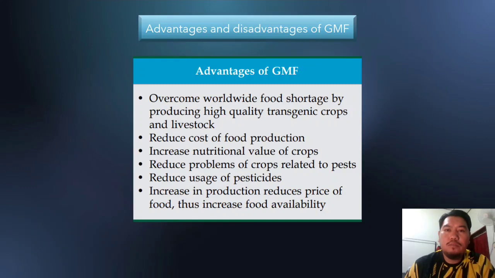overcome a worldwide food shortage by producing high-quality transgenic crops and livestock. Second, reduce costs of food production. Third, increase nutritional value of crops. Fourth, reduce problems of crops related to pests. Fifth, reduce usage of pesticides. Last but not least, increase in production reduces the price of food. Thus, increase food availability.